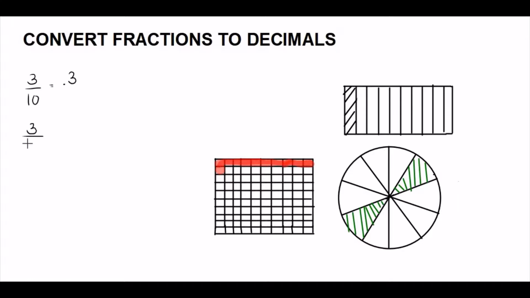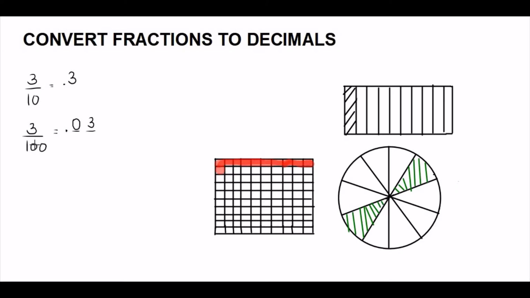Now when 3 by 100 is the fraction, then there are 2 zeros. So we have to get 2 decimal places. So as here only 3 is there, 3 is in the hundredths place, and we will add a 0 here.